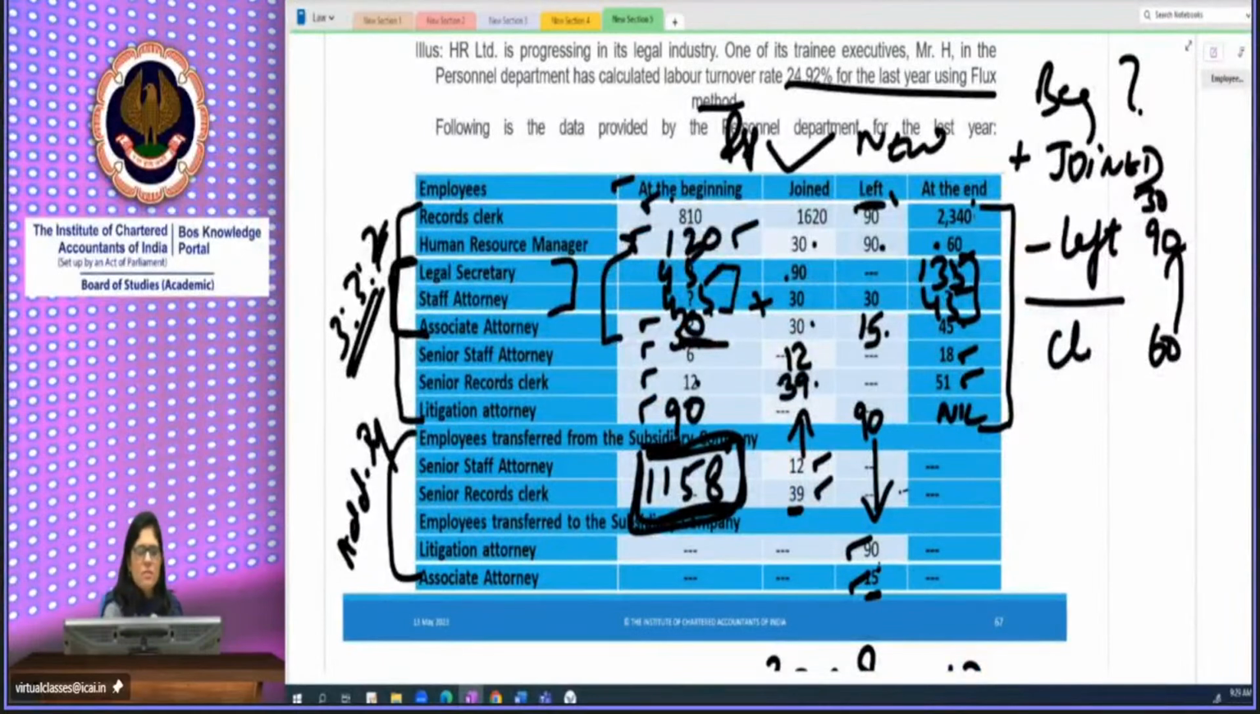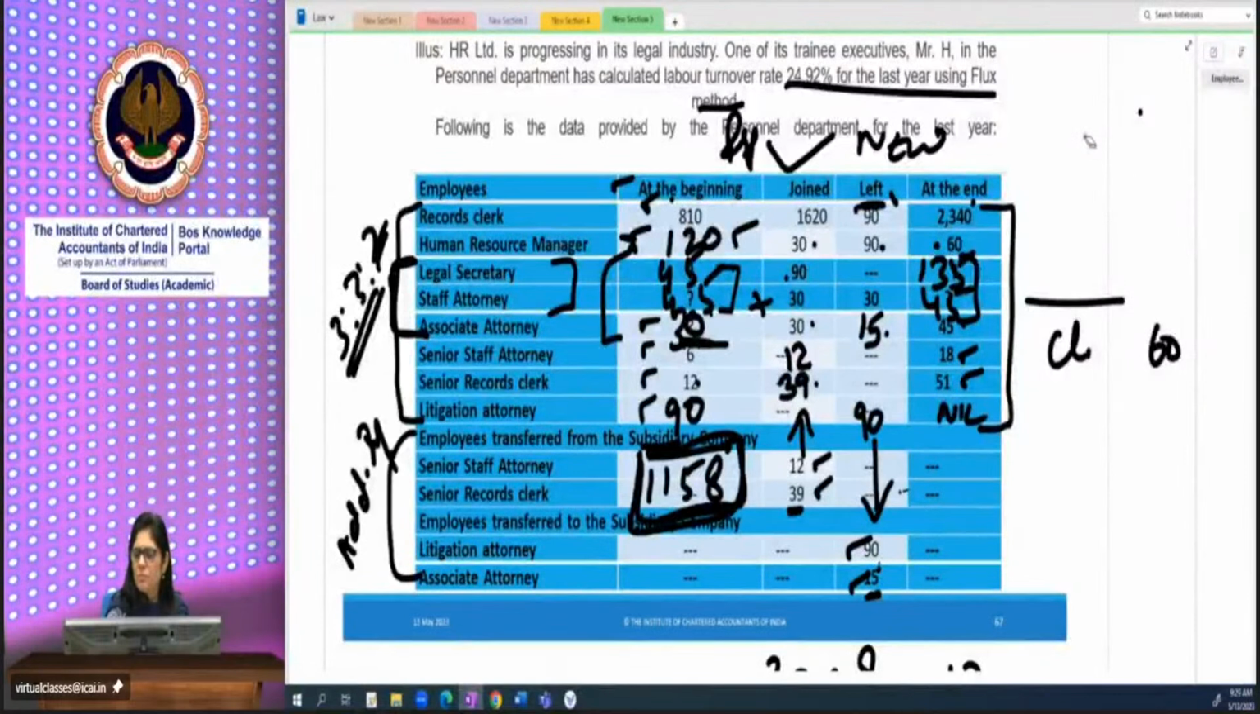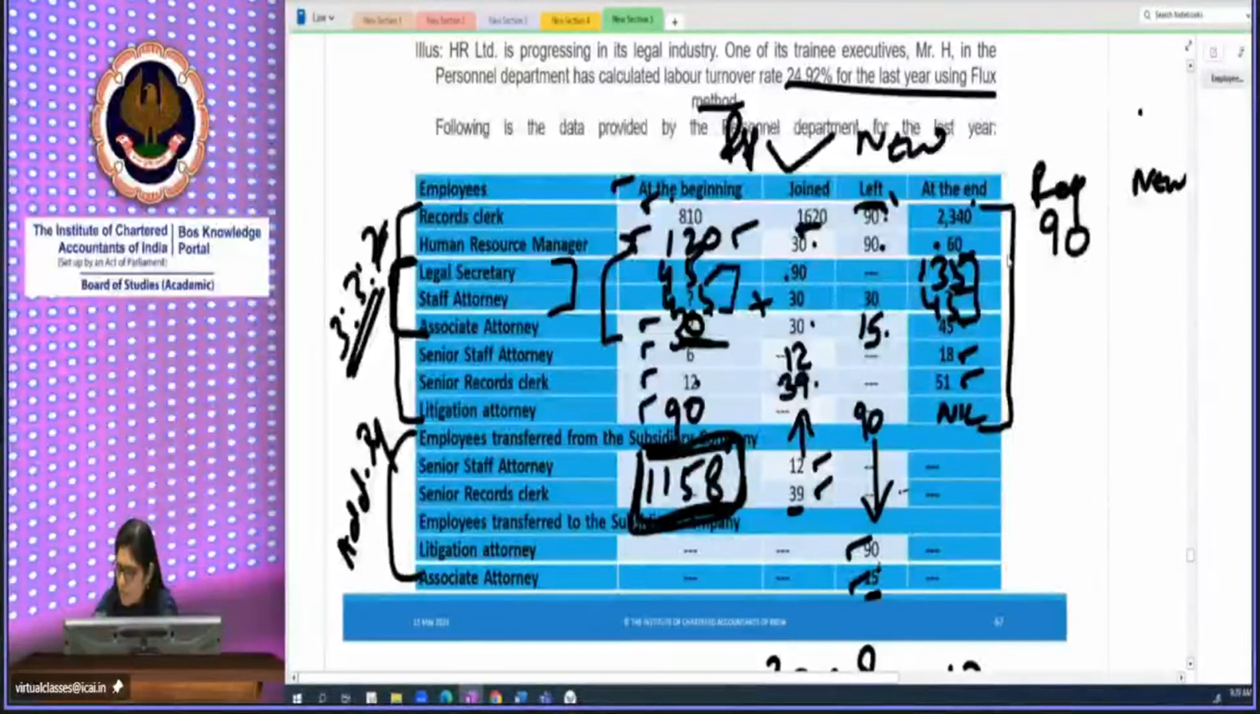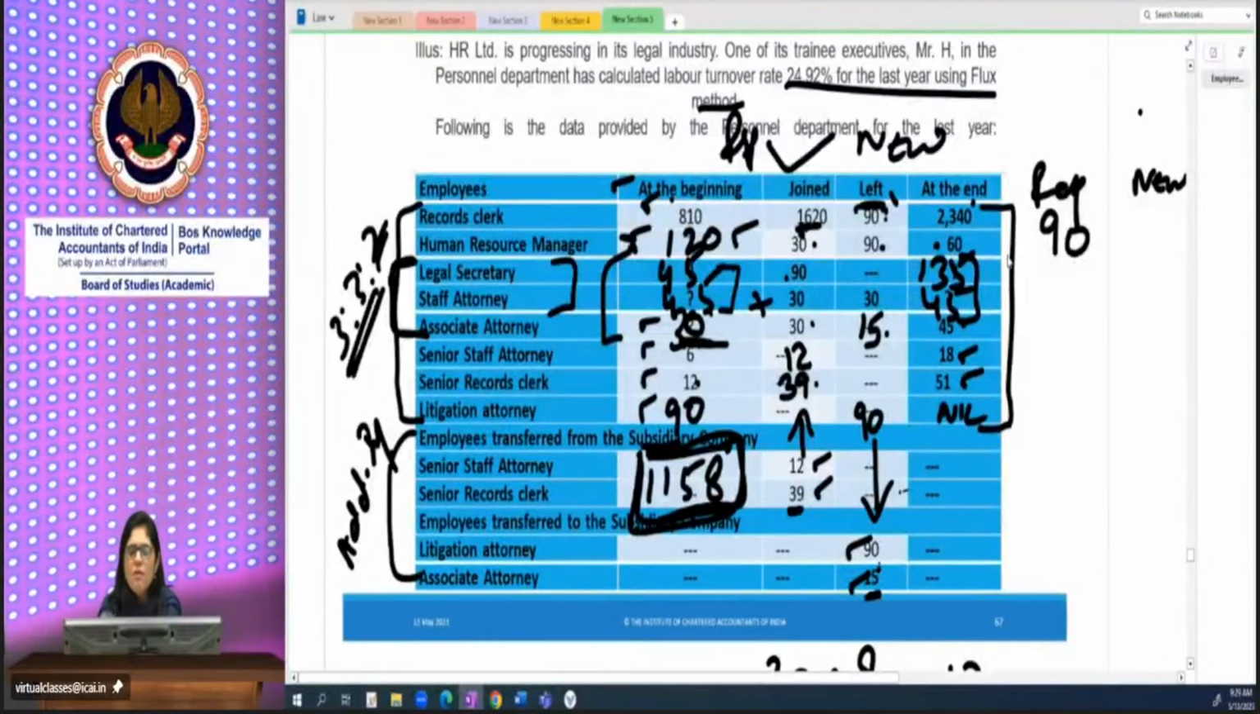Let me just do it here, how we split it. We have to split the joined between replacements and new. 1620 have joined. Out of that, 90 have left. That means 90 must have been replaced out of 1620. You understand what I'm saying?